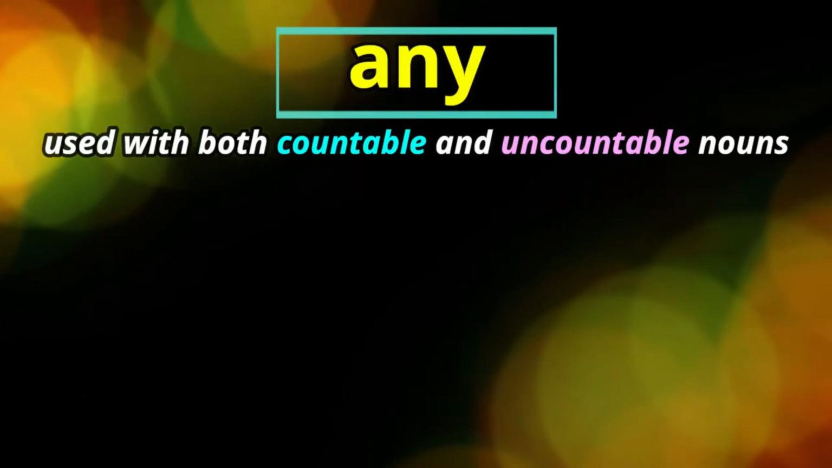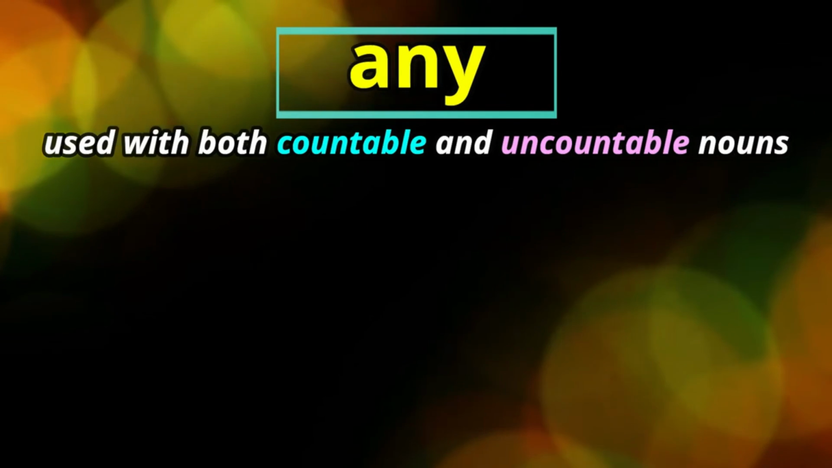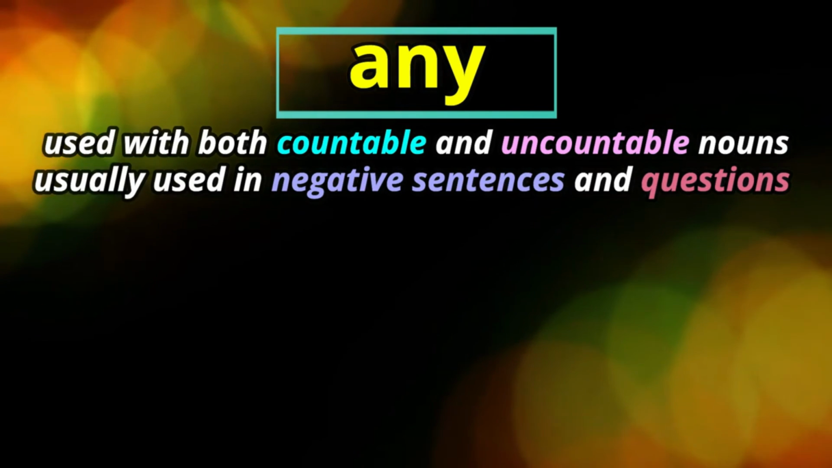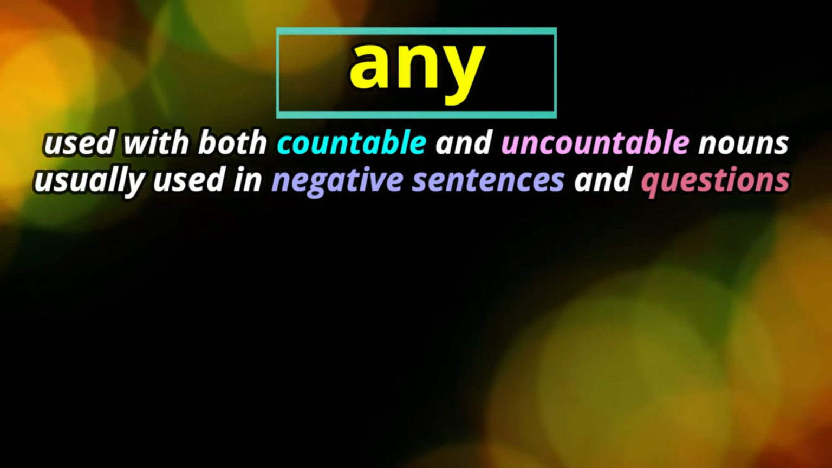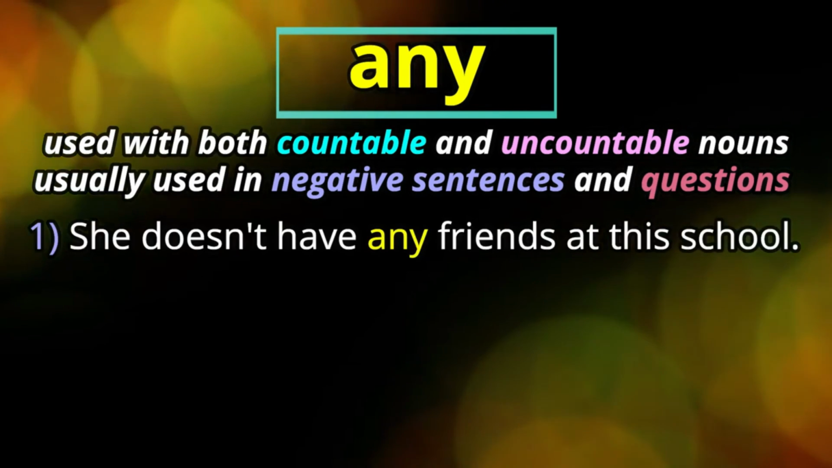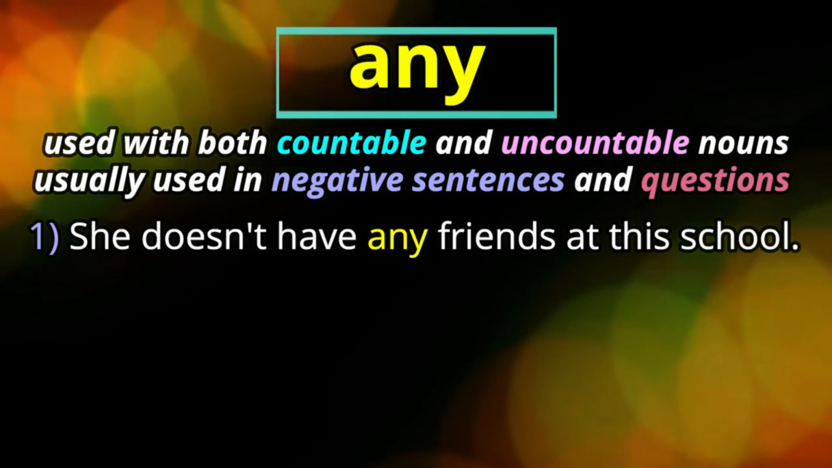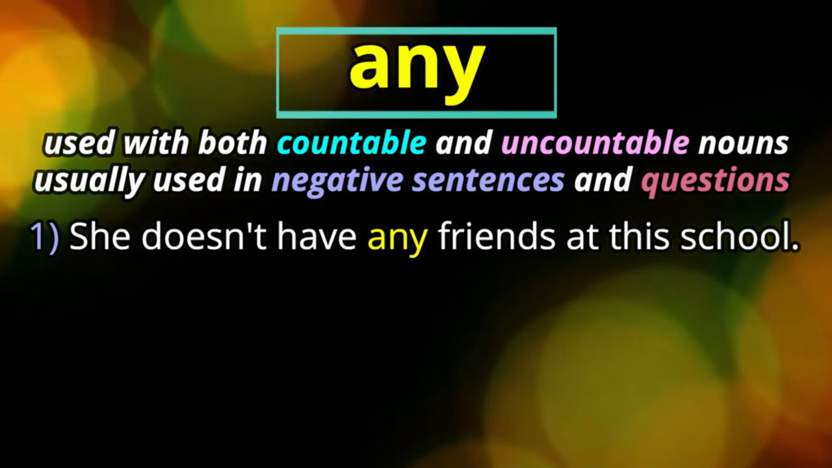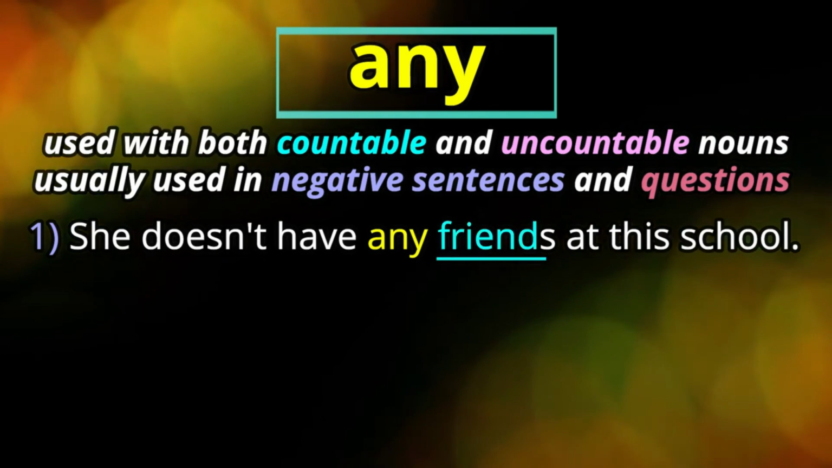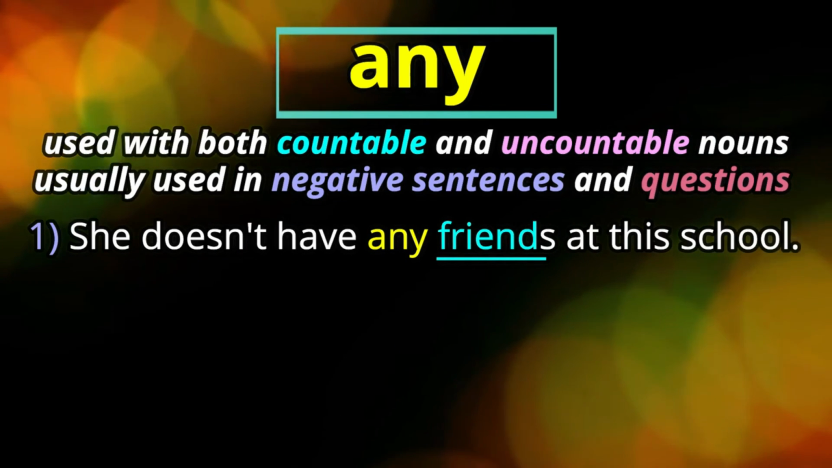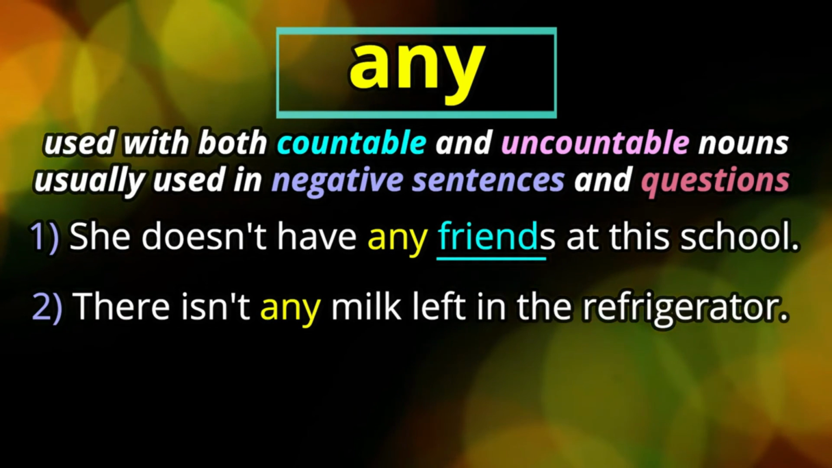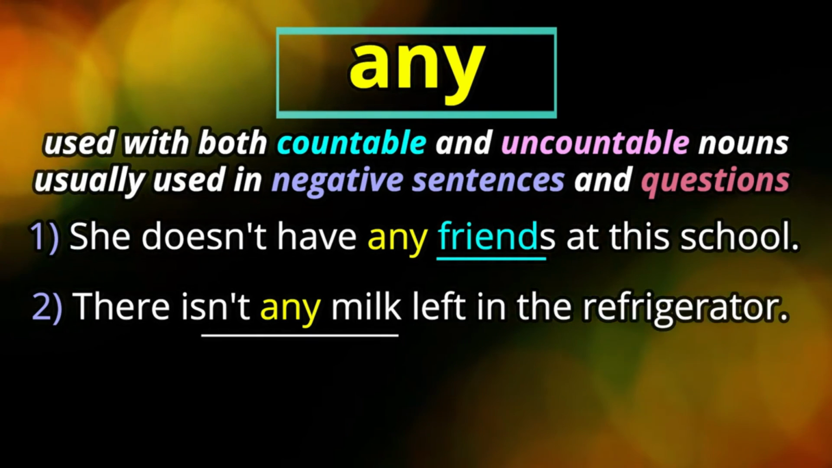Any is used with both countable and uncountable nouns, and it's usually used in negative sentences and questions. Let's look at the examples. In the first sentence, number 1, she doesn't have any friends at this school. This is implying it's a negative, right? She doesn't have friends. And again, it's a countable noun. Friends, right? Friend is a countable noun. Number 2, there isn't any milk left in the refrigerator. Another negative, right? There is no milk.